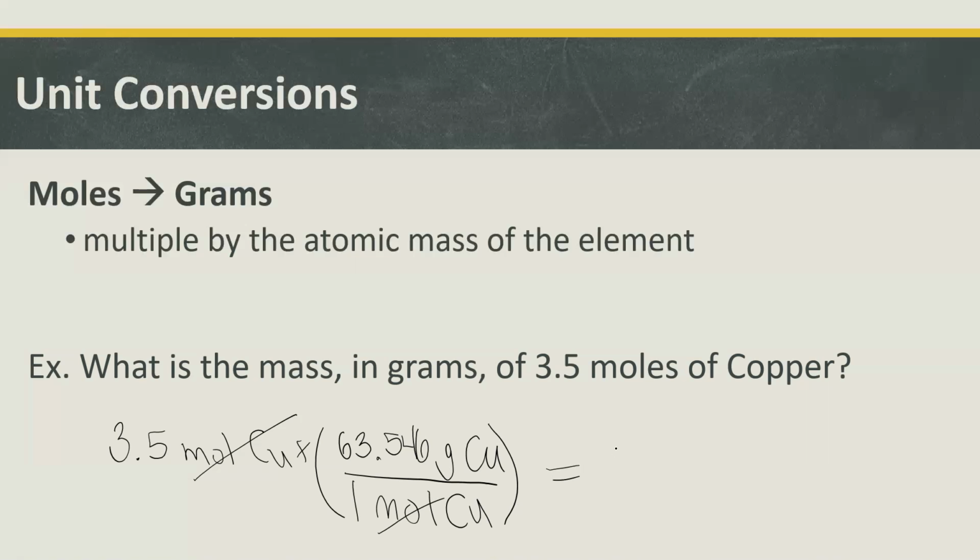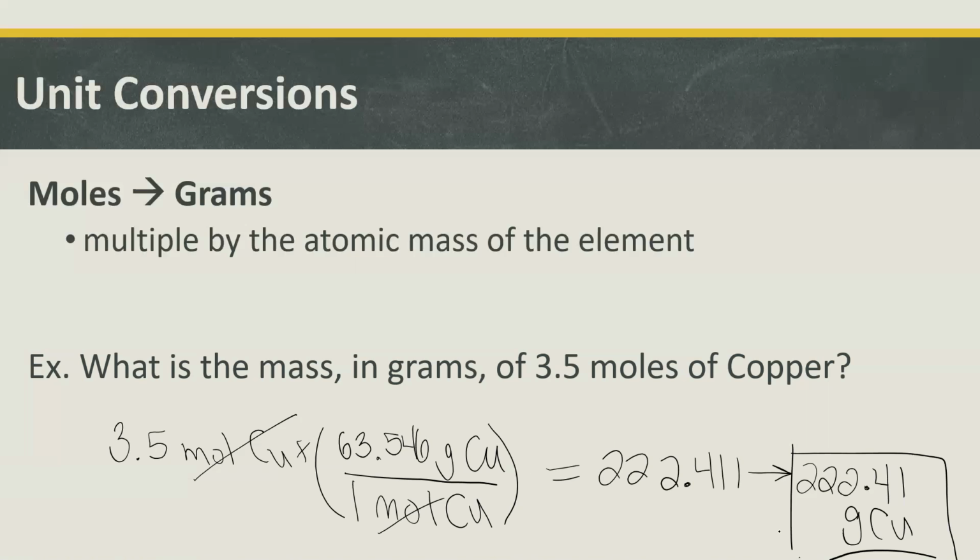My answer is 222.411. I always say go to 2 decimals. So 222.41 grams of copper. That is my final answer. So 3.5 moles of copper equals 222.41 grams of copper. Okay, so you put your number out front in moles, you multiply by the atomic mass using your periodic table, you divide by 1. Your final unit is grams of copper because I'm finding grams of copper.